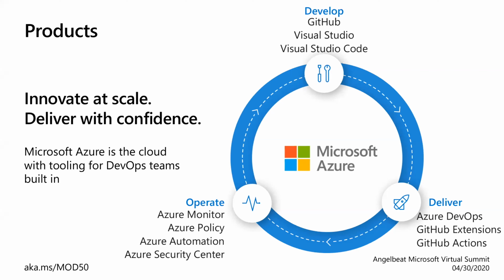And then we have operations. So as I mentioned before, monitor and learn is really the part that gets overlooked in the whole process when you don't have a good DevOps system in place. For us, we have Azure Monitor, which is a way of keeping track of your applications and your infrastructure. We also have a way of setting up governance through Azure Policy and Azure Automation. And the Azure Security Center is a great facility as well for developers and operations teams.